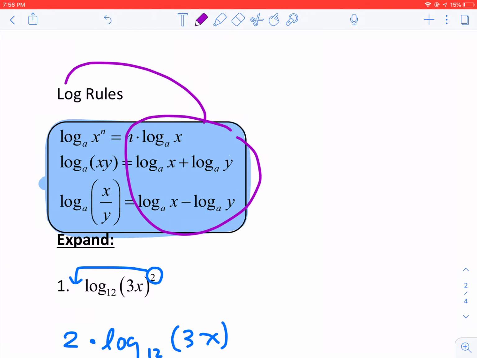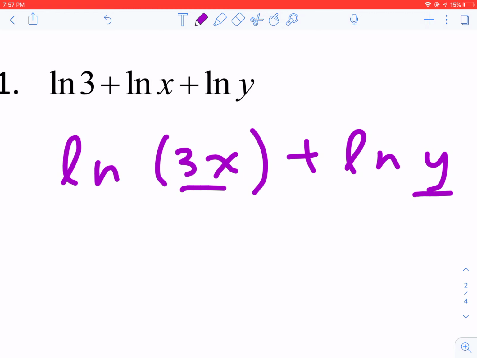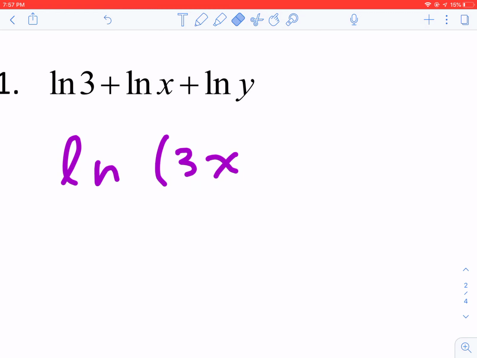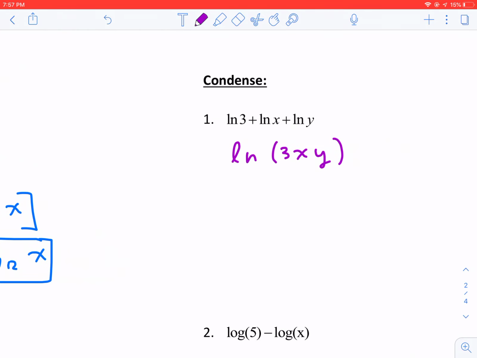So over here in the first example, I notice I have the addition of different logs, or in this case, the natural log. So when I have addition of different logs, I can change that to a product in the argument. So natural log of 3 plus natural log of x is the natural log of 3x, right? Plus the natural log of y, which means it's the product of that, and so I can just make this natural log of 3xy. All right. Think about if you were to expand this, right? You can go back to that form as well.